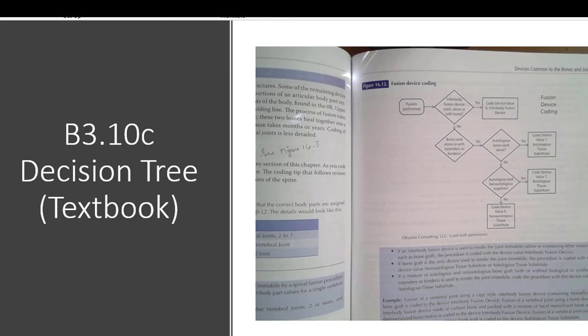B3.16 talks about the decision tree, and this is a screenshot from a textbook, Fusion Device Coding, and you can see where you just follow your decision tree to decide on what device you're going to be using.